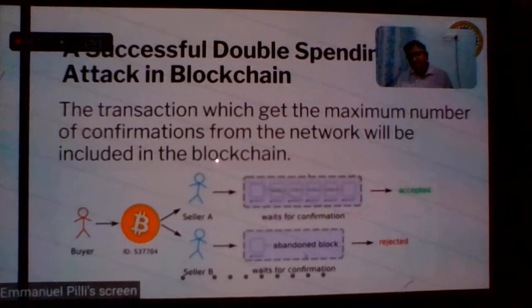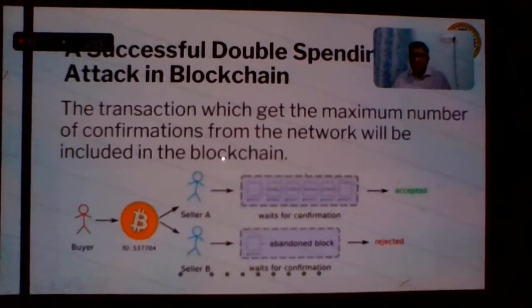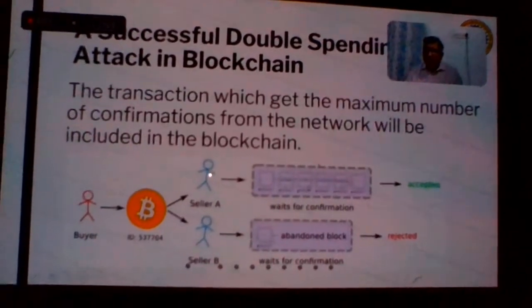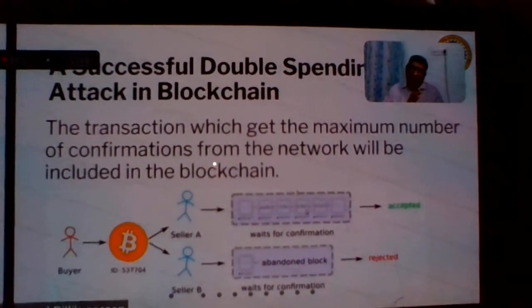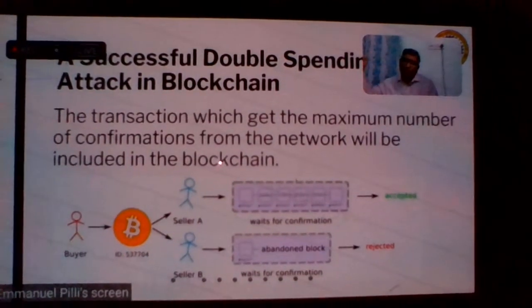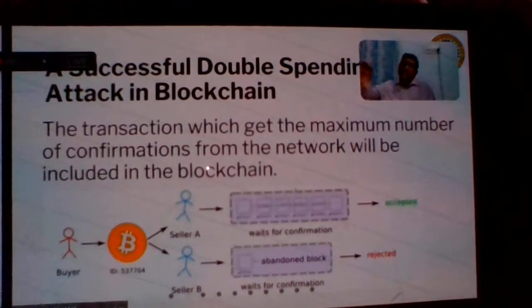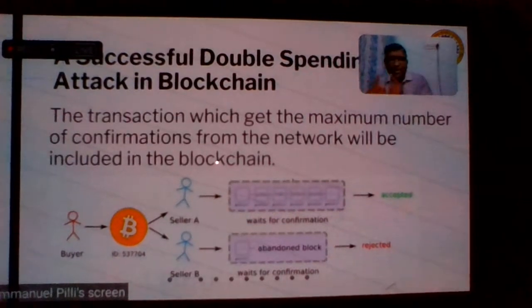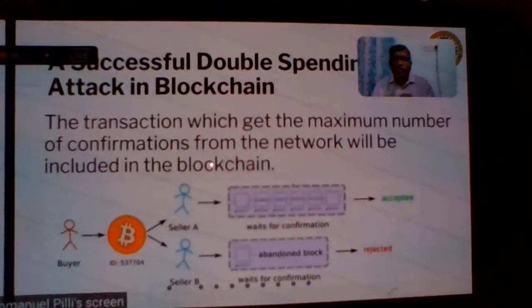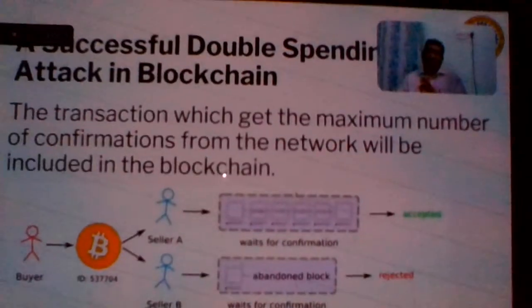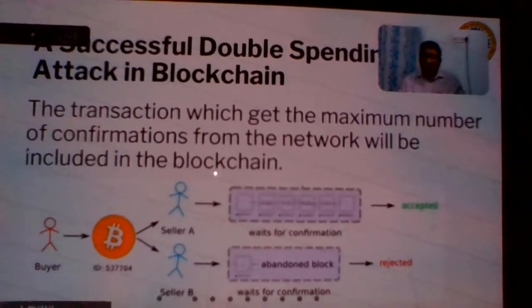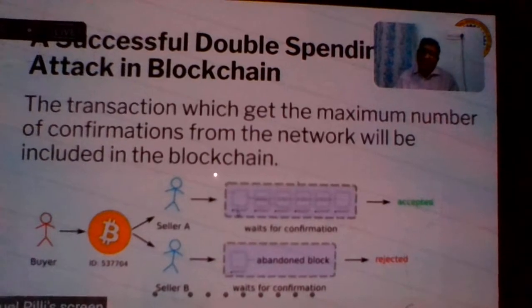When this block is abandoned, it is rejected, because if you get 6 confirmations, as more and more blocks get added, it receives more and more confirmations. As more blocks get added, the blockchain grows, and that becomes the official blockchain. And this block, which was added as another false transaction, gets dropped. And once the block gets dropped, all these transactions are reversed.